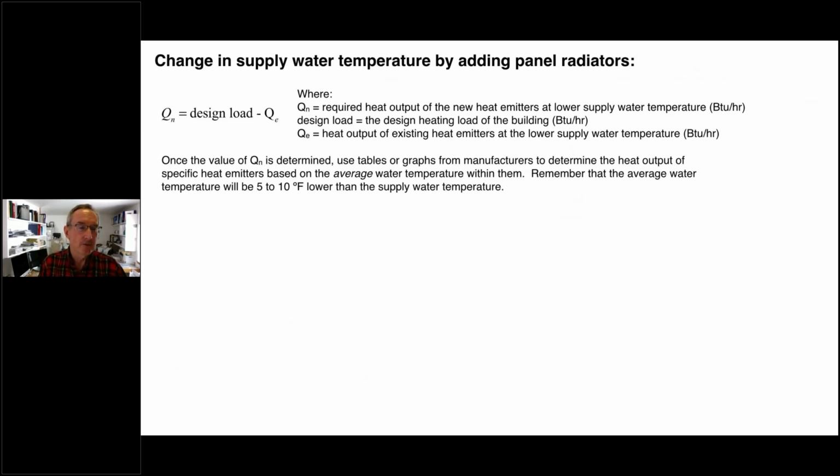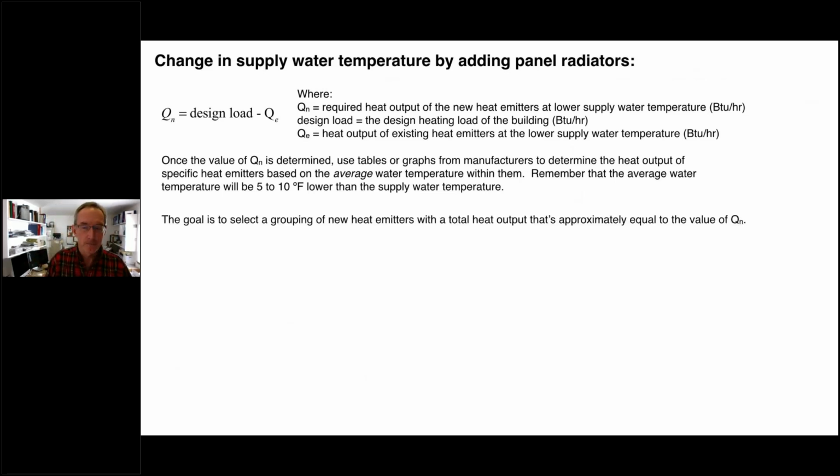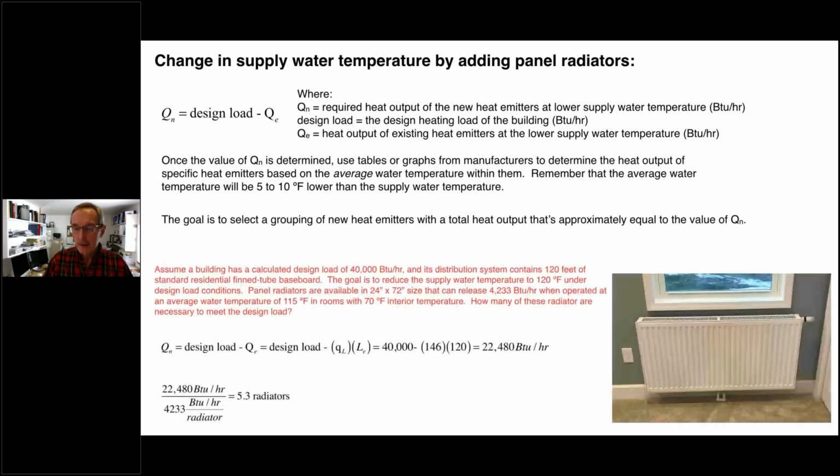And the only way to know what the output is going to be at a given temperature is to go to the manufacturer's data. And I just put a note, remember that the average water temperature is going to be about 5 to 10 degrees lower than supply temperature. Okay. So again, let's do it for panel radiators.